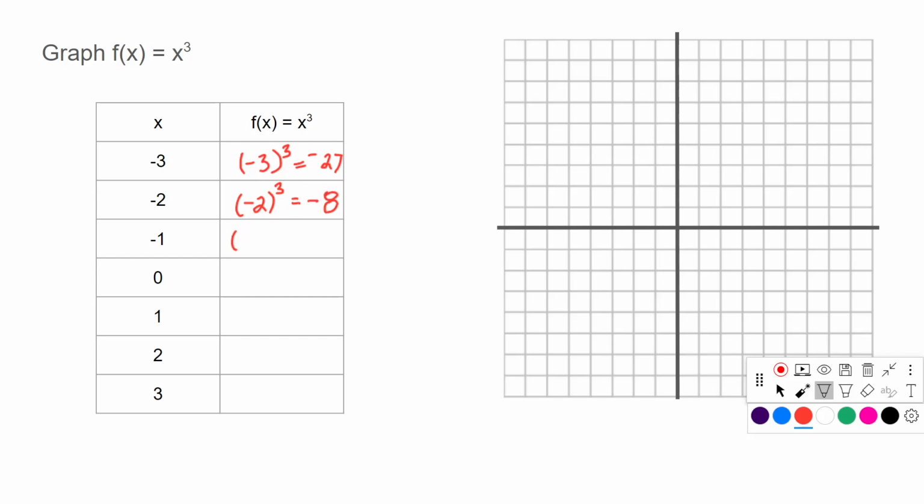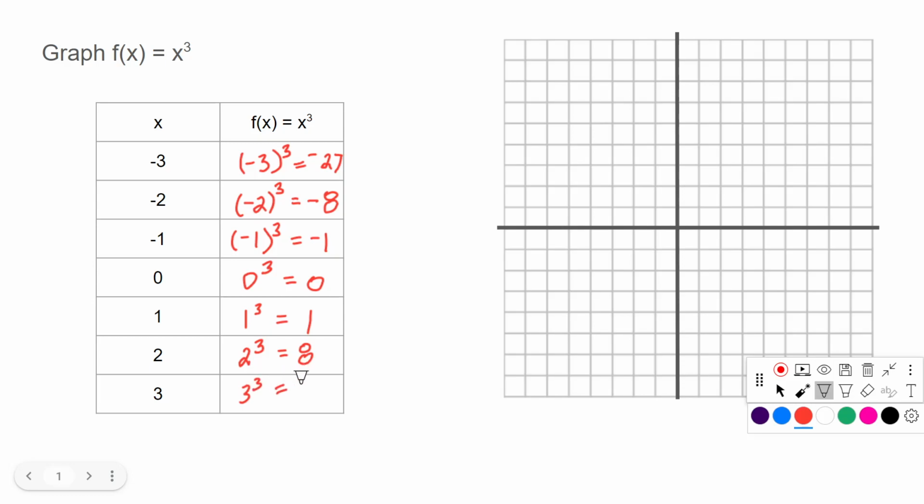Negative 1 to the third power will be negative 1. 0 to the third power is 0. 1 to the third power is 1. 2 to the third power is 8, and 3 to the third power is 27.